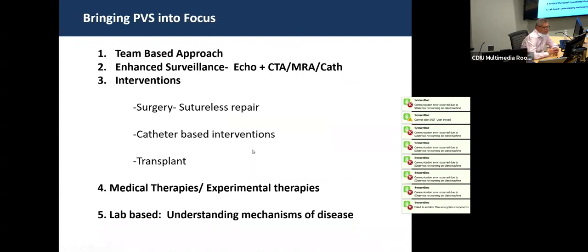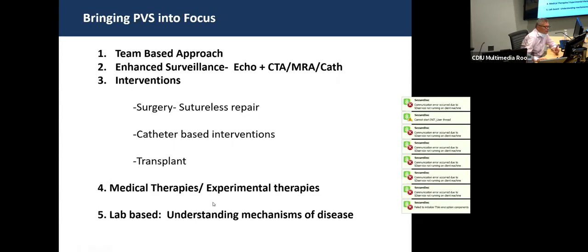And so one of the things that Rachel's been instrumental in developing at our hospital is a multi-institutional team-based approach in which the surveillance is really stepped up on these patients if they have any clues or indication that they have pulmonary vein obstruction, and trying to develop experience with different medical and experimental therapies to see if the disease can be interdicted in any way.